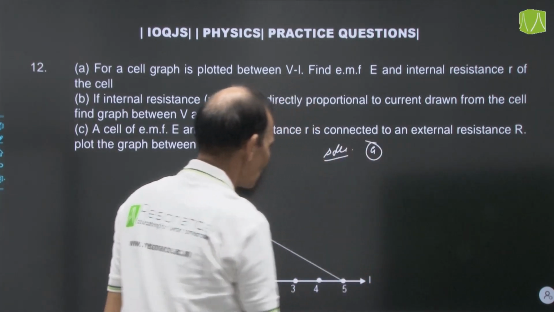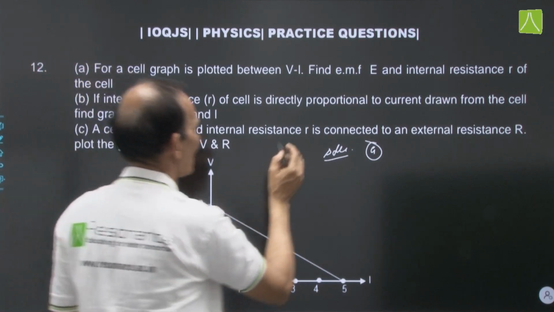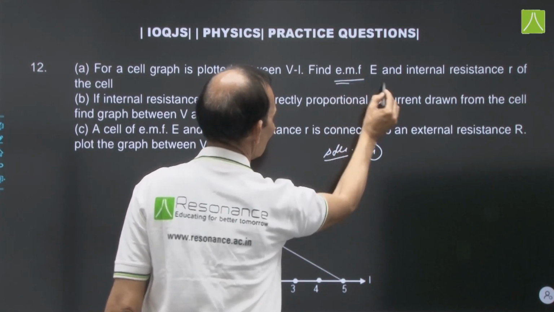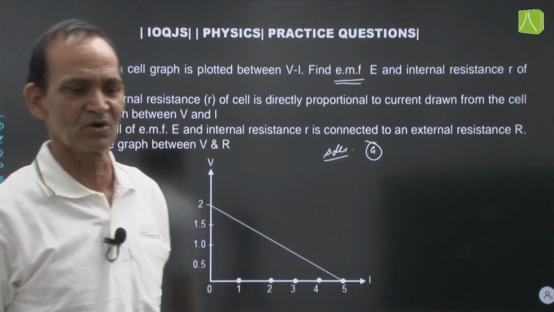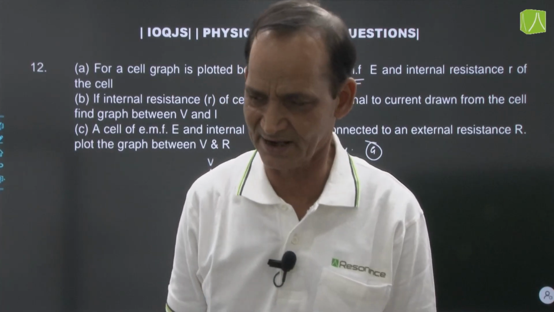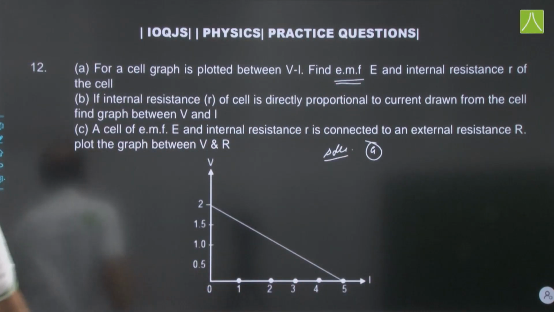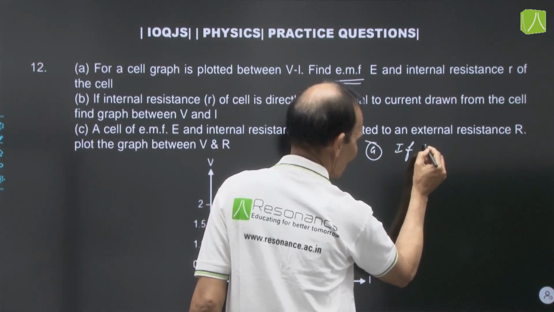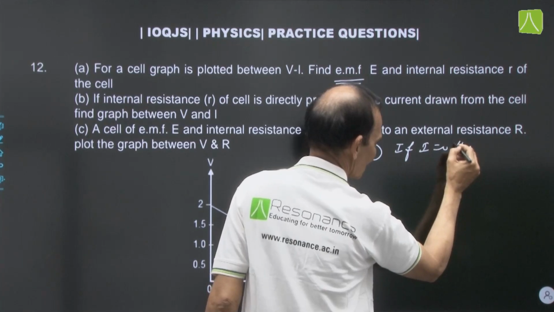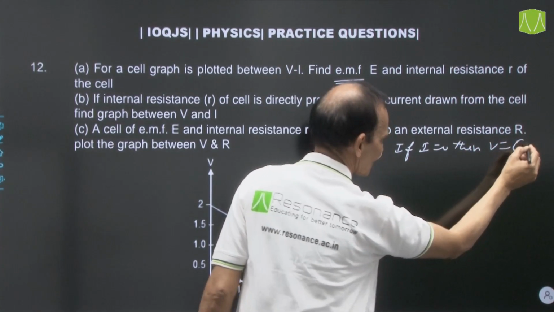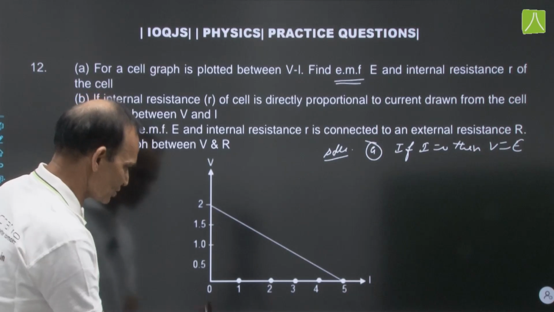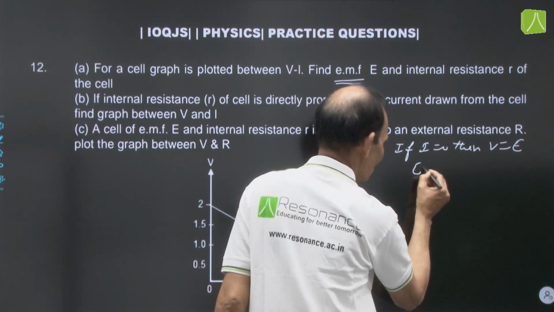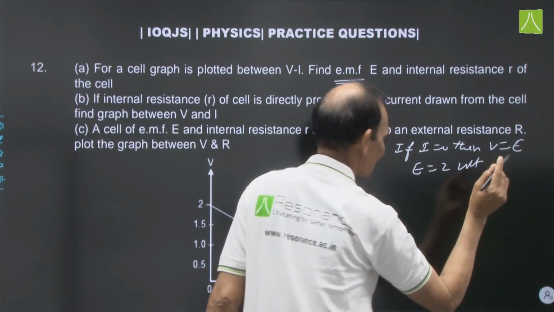A part. Do you know the definition of EMF? EMF है when no current is drawn from the cell, then the potential difference across the cell is known as EMF. No current is drawn. It means if I is equal to 0, then V will be equal to E. Think about the graph. I is 0 at this point. What is the value of V? 2 volt. So E is equal to how much? 2 volt. That's the answer.